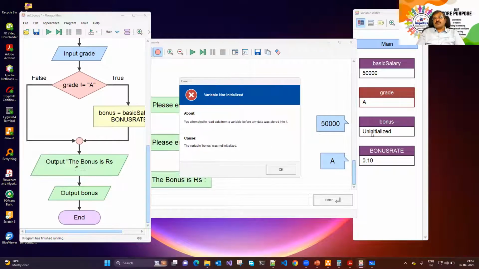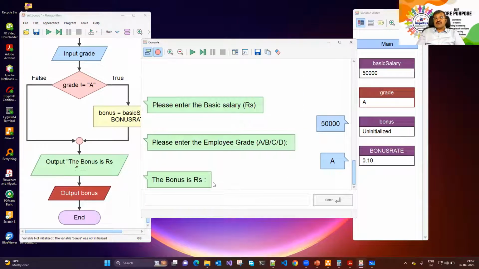Look at the value of the variable bonus. It's uninitialized. You had not stored any value. So you're going to face it. You attempted to read the data from the variable before any data was stored into it. Variable bonus was not initialized. So your algorithm is wrong.